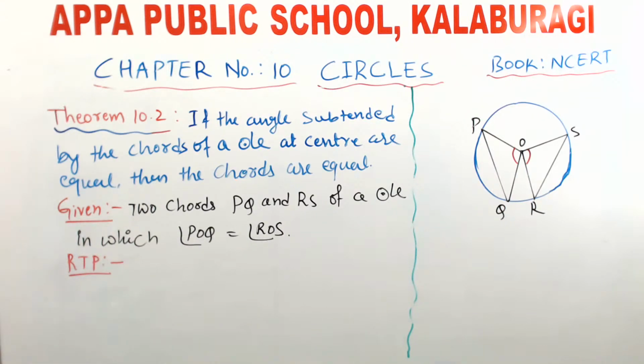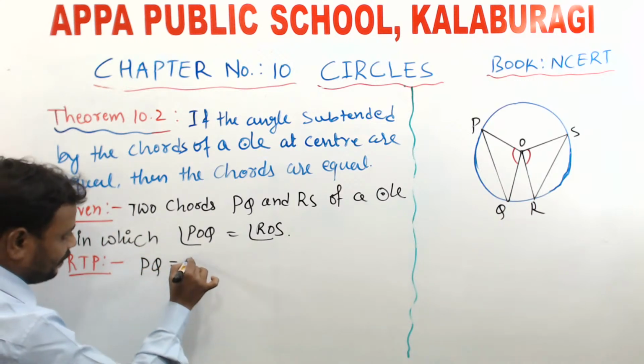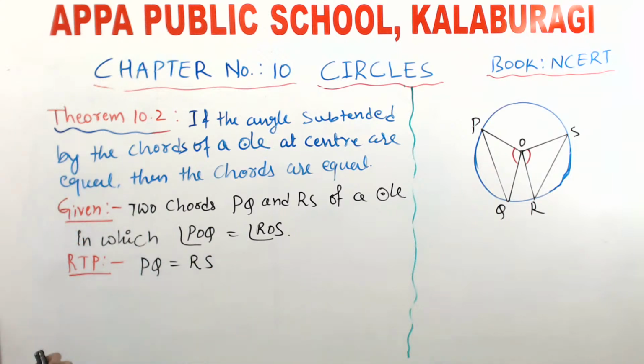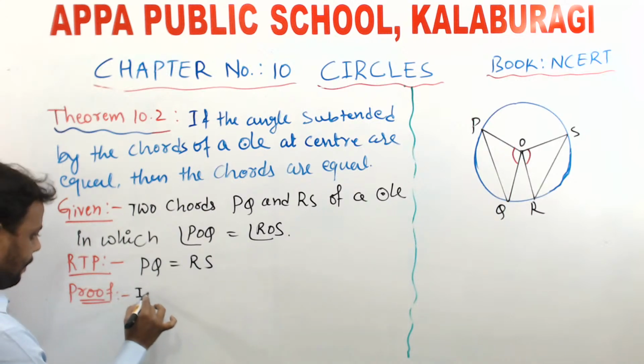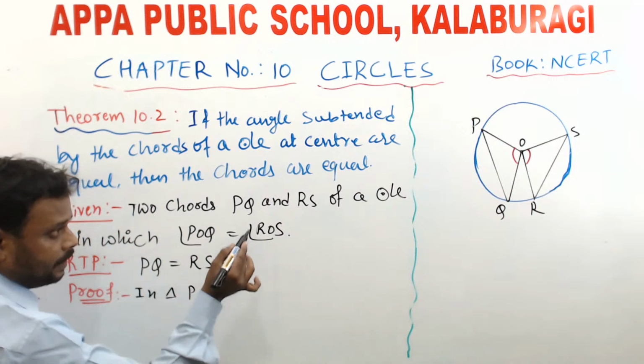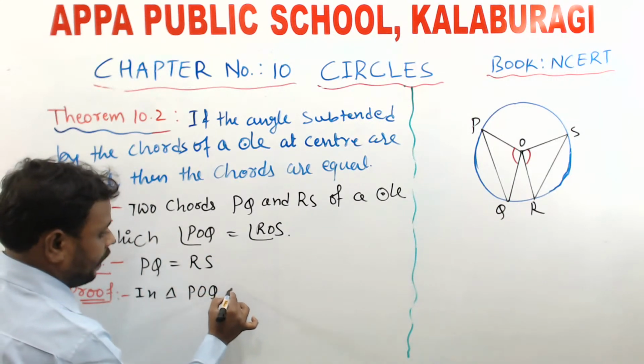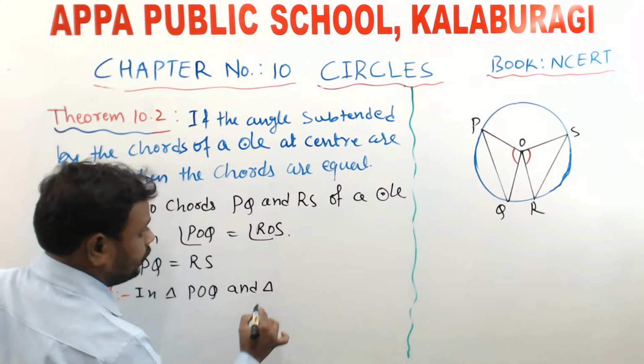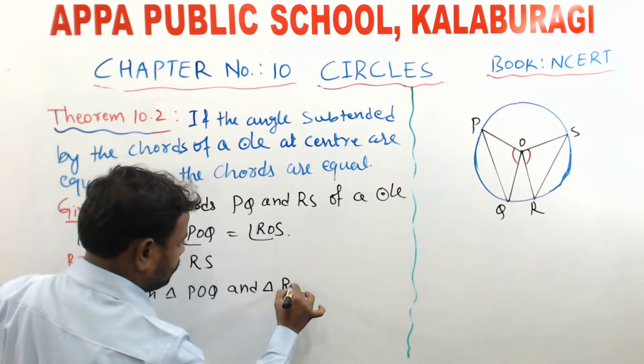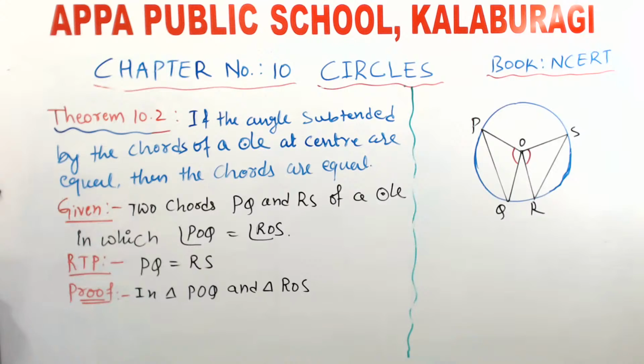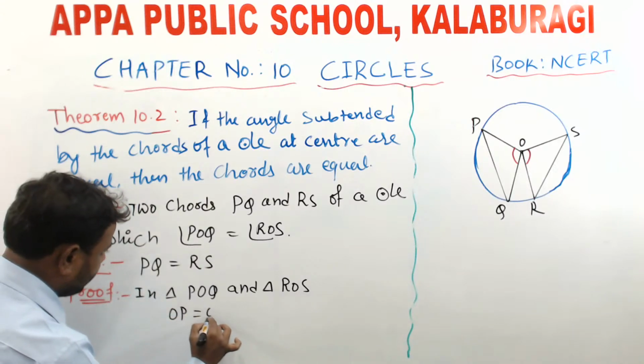In this required to prove, what do we have to write? PQ is equal to RS. The next is proof. In this proof, listen here. In triangle POQ and triangle ROS, once again, OP is equal to OS.